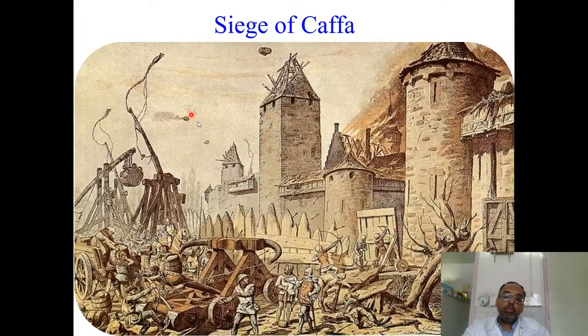So they put the corpses of dead people who had died from plague into the catapults and threw those corpses inside the city. We don't know exactly how many, maybe a few hundred corpses of dead soldiers were thrown into the city of Kaffa, and then they left afterwards. So plague spread in the city of Kaffa.